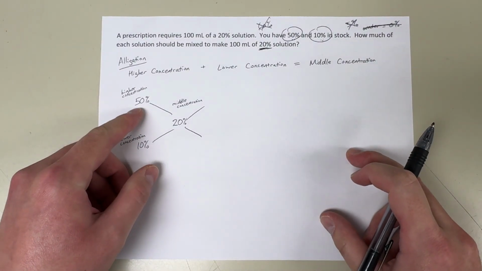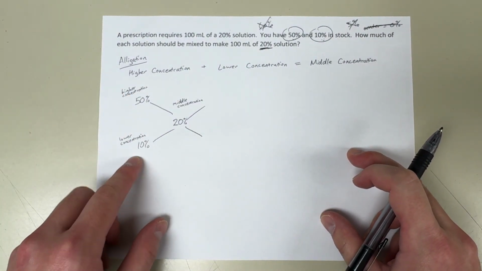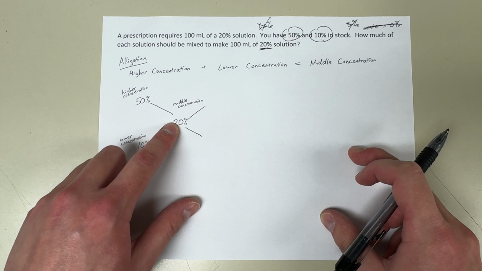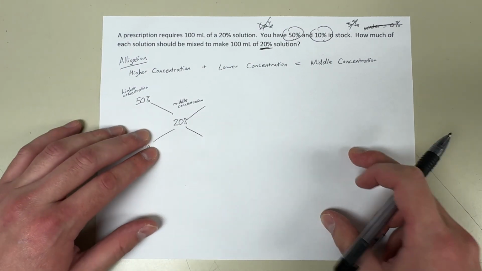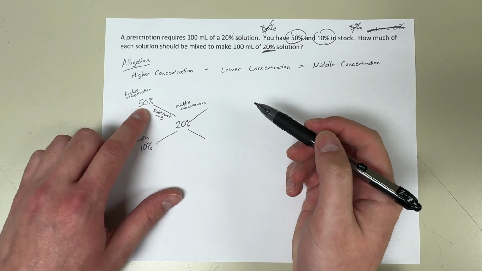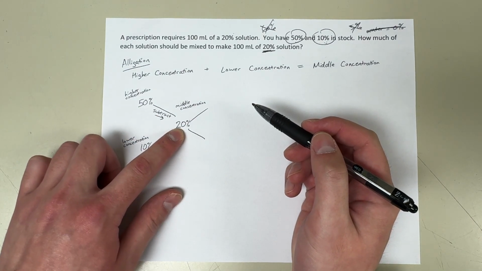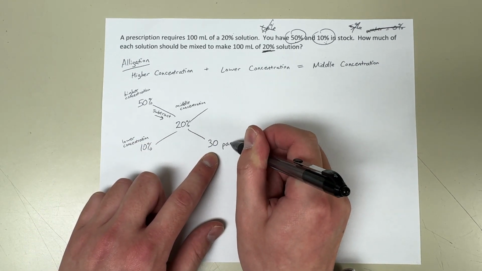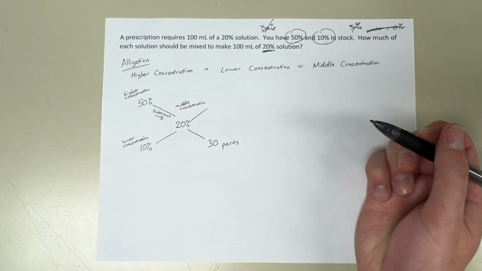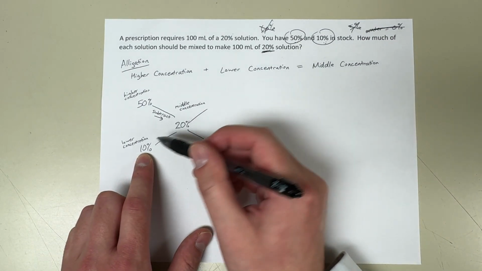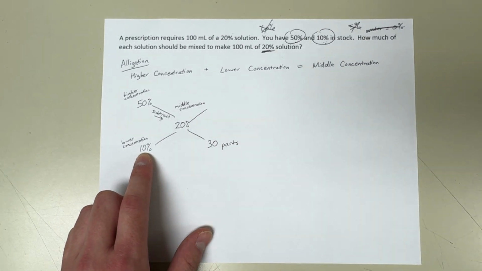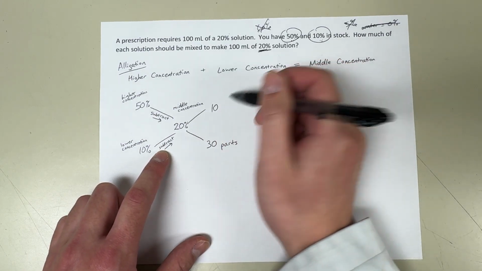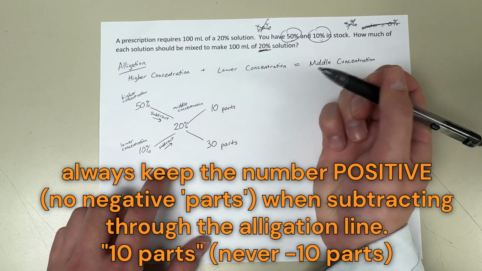After I set up the higher concentration, the lower concentration, and the middle concentration that I'm trying to make, I'm going to go through the lines and subtract this number from this number and put a number down here. I'm going to subtract 50 minus 20 and follow the line all the way through. So it's going to be 30 down here, and this 30 represents parts. Then I'm going to do the same thing with the 10%. I follow the line all the way through: 10 subtract 20, that equals 10, and that always represents parts.